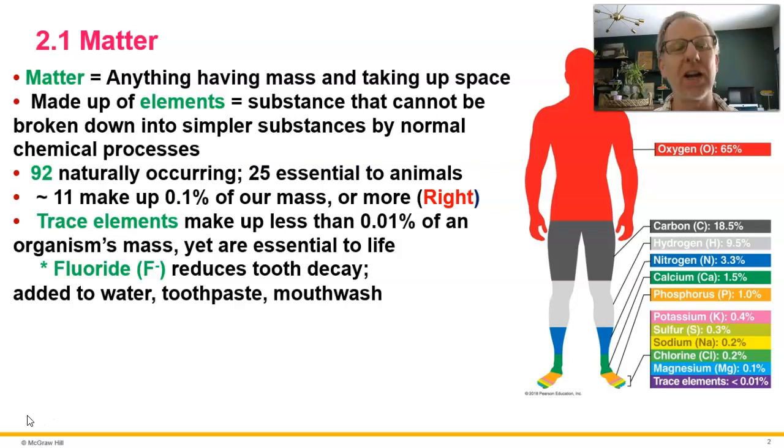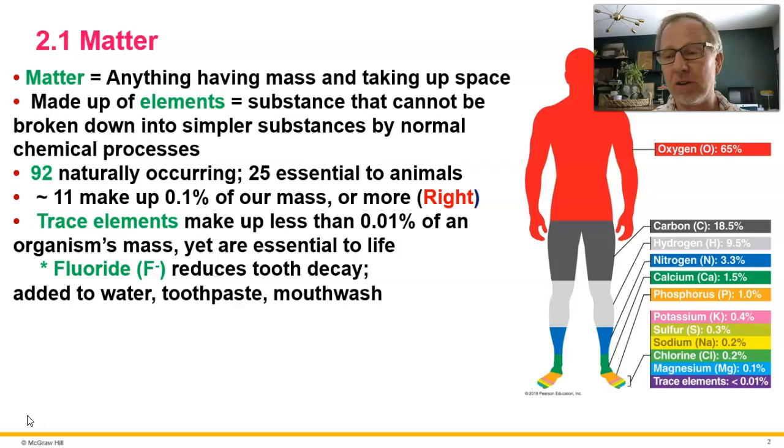Now, of these 92 naturally occurring elements, 25 of them are essential to animals. Essential means that if an animal does not have access to these elements, cannot ingest them, take them into their body, then the animal will die, cannot survive. So we're no different. We need those 25. We are animals. Now, about 11 of those 25 make up 0.1% of our mass or more. So that's shown on the right-hand side.